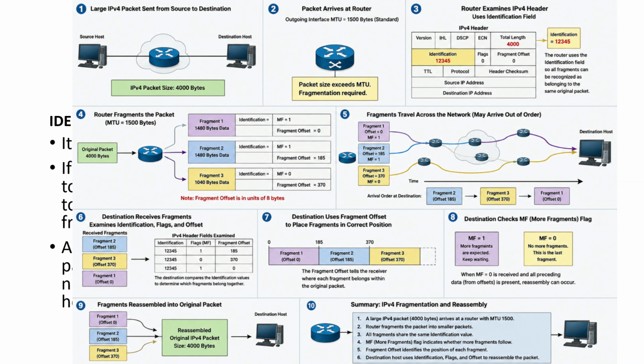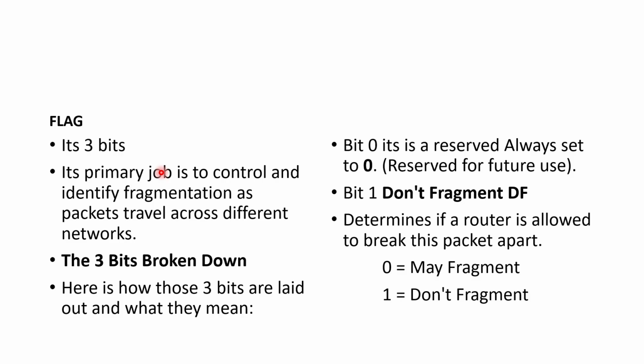So the receiver is going to use those fragments to reassemble and know what that packet contained or what it meant. The next field is the flag. It is 3 bits long, and the primary job of this flag is to control and identify the fragmentation as the packet travels across different networks. Let me explain using a very simple example, as I used in the previous slide.